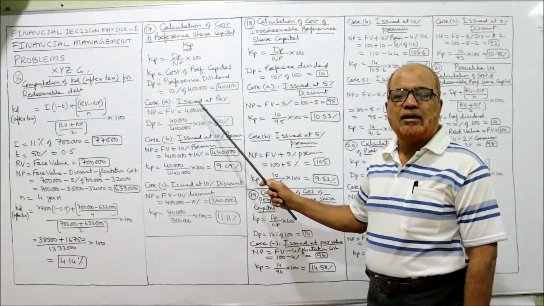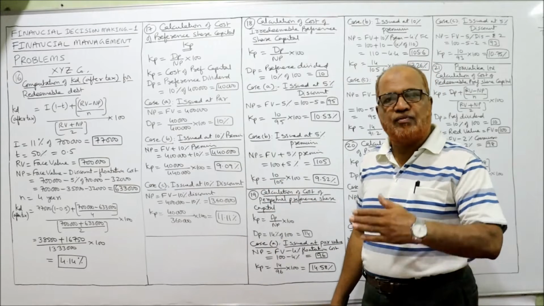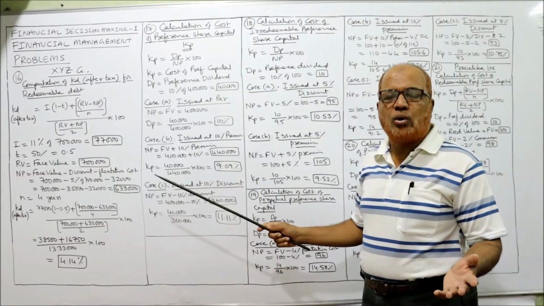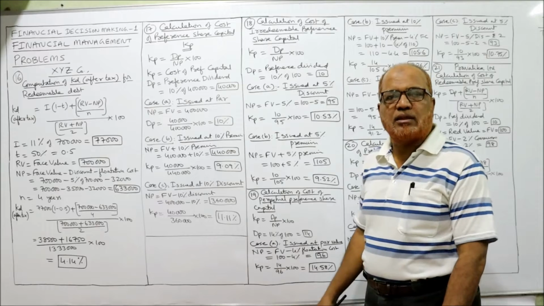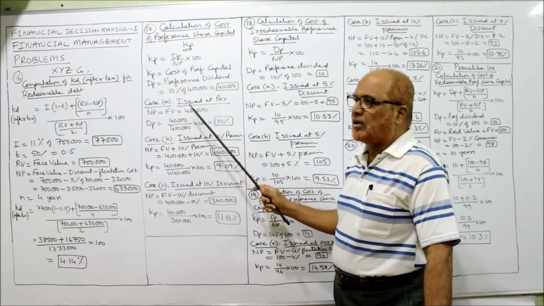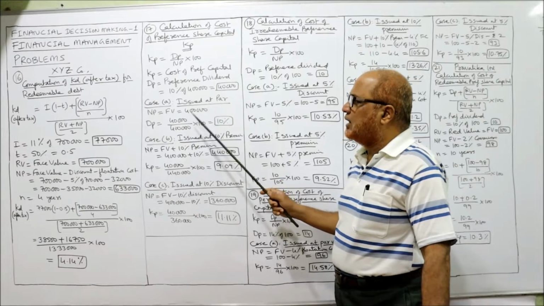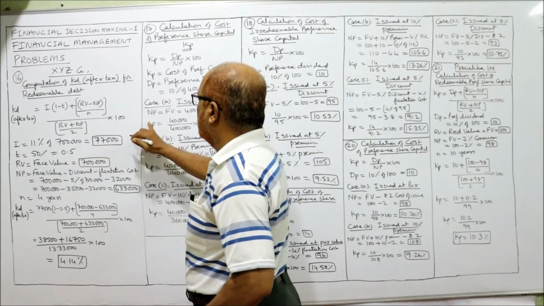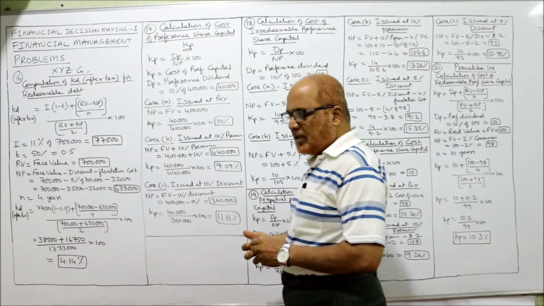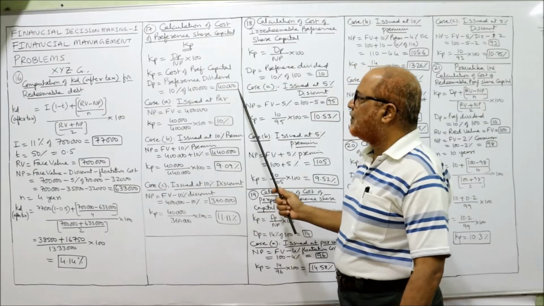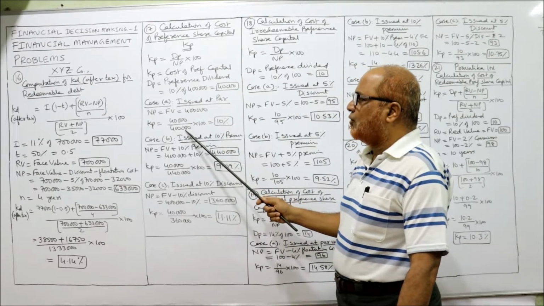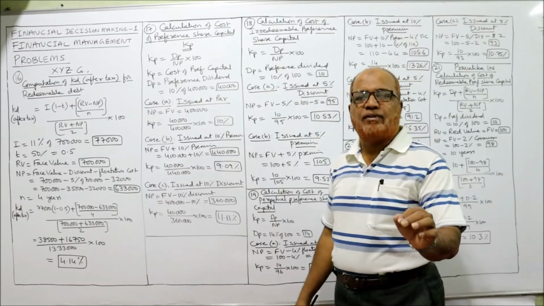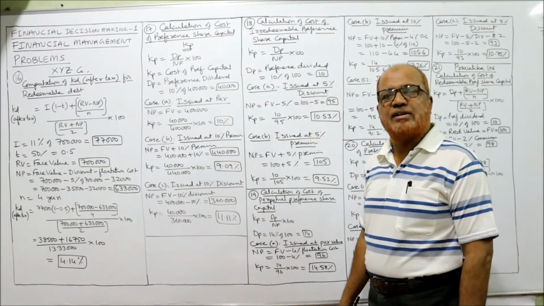Now case A, issued at par value. Par value means face value. So net proceeds is equal to face value. There is no discount, no flotation charges, nothing. So NP is equal to face value, 4 lakh. DP is equal to 40,000. KP is equal to DP by NP, 40,000 by 4 lakh into 100, which is 10%. First case completed, where preference shares are issued at par value, face value.